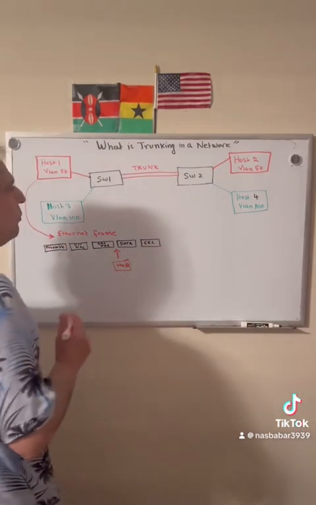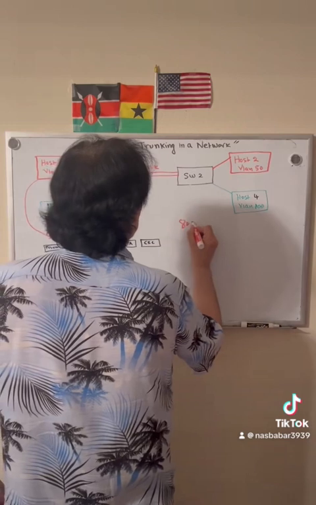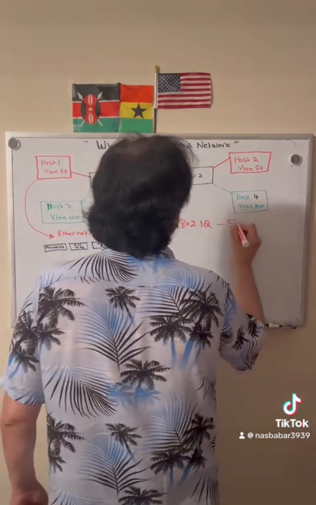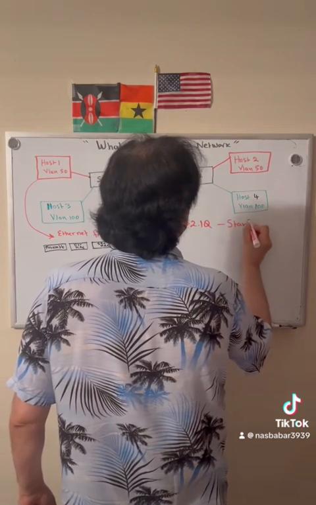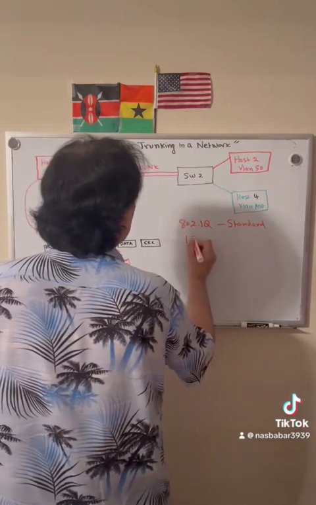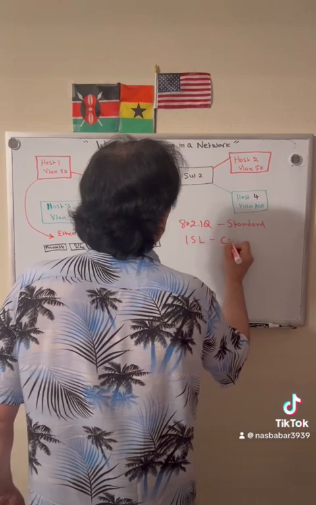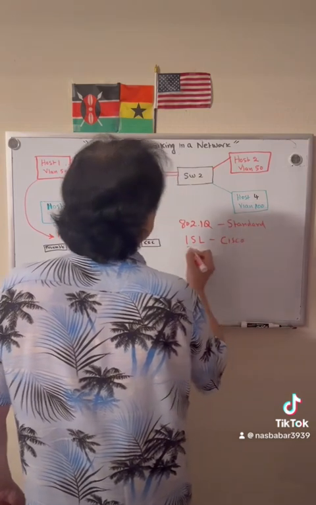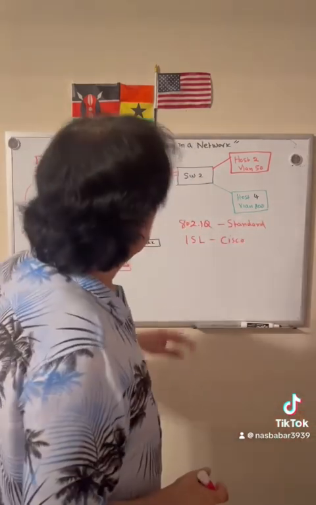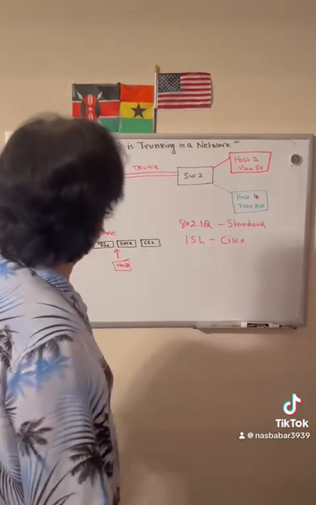There are two types of trunking. One is 802.1Q, which is the IEEE standard. And in olden days, there used to be something called ISL, Inter-Switch Link, which is Cisco proprietary. You cannot use ISL on Juniper, Nokia, or any other switches. It's only used on Cisco, and now it has pretty much phased away, to be honest with you.